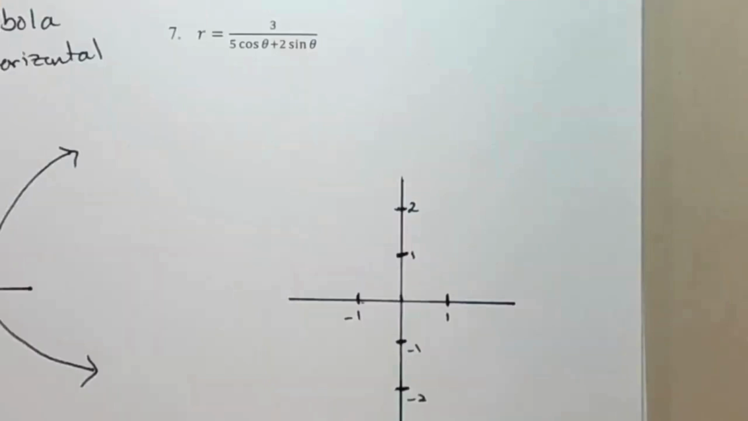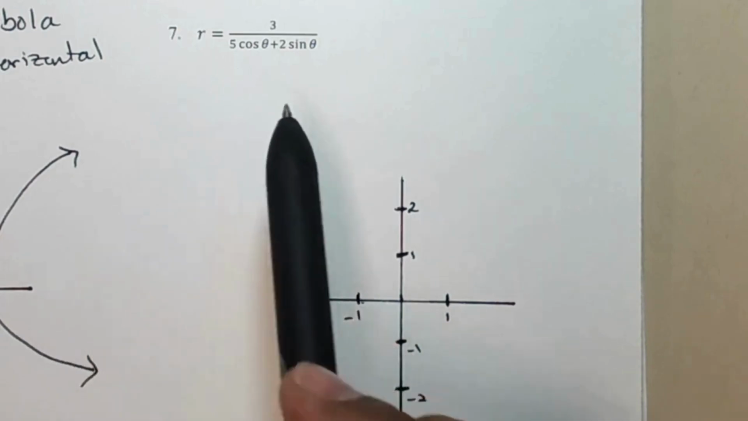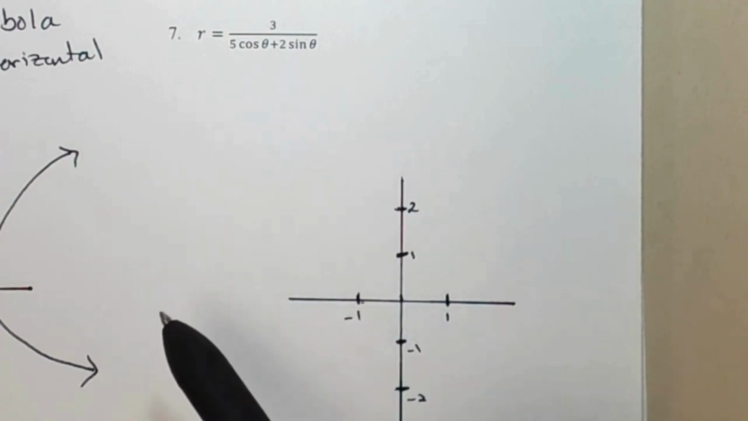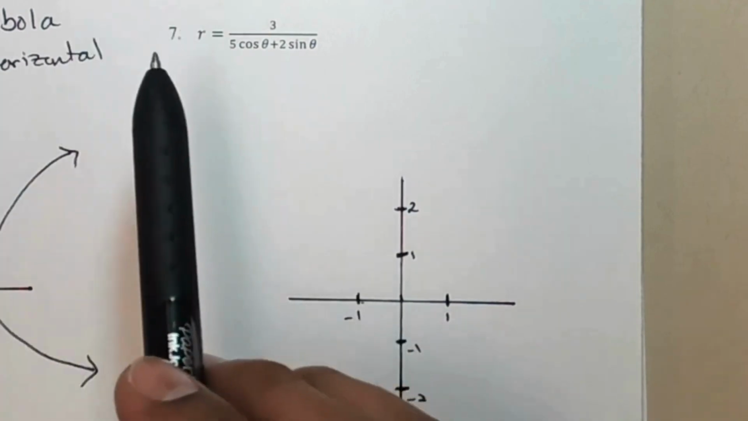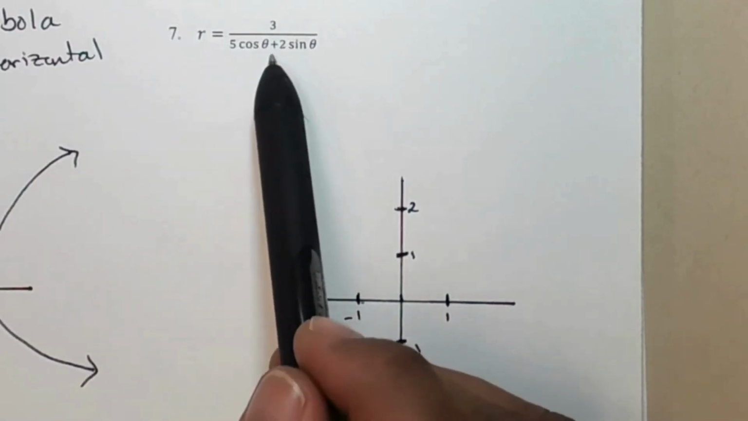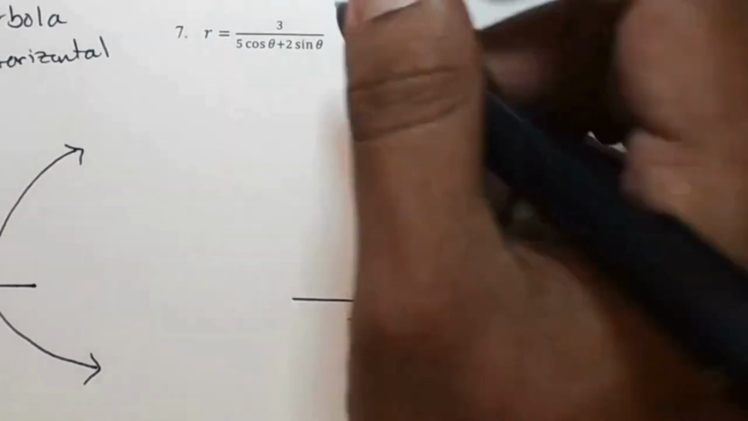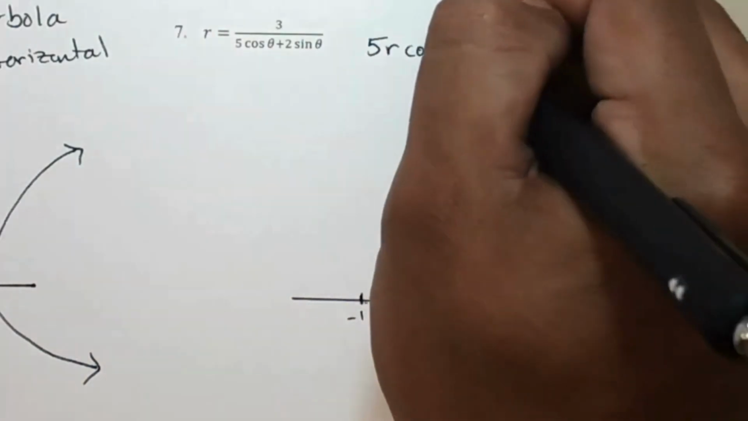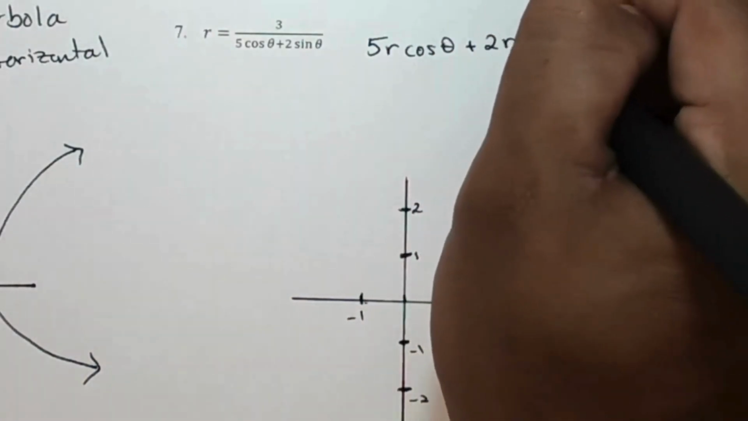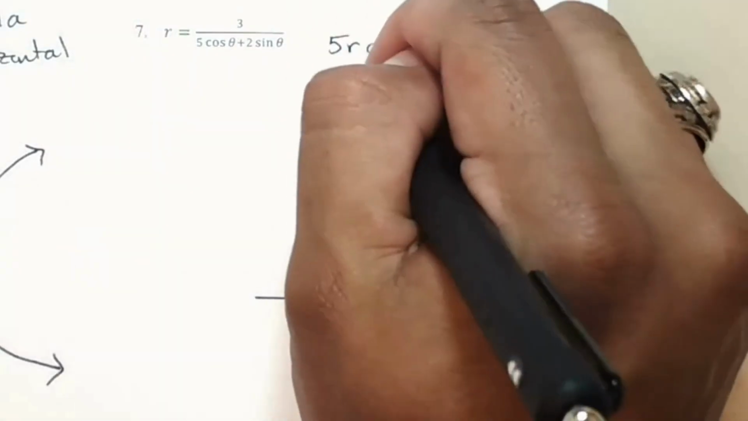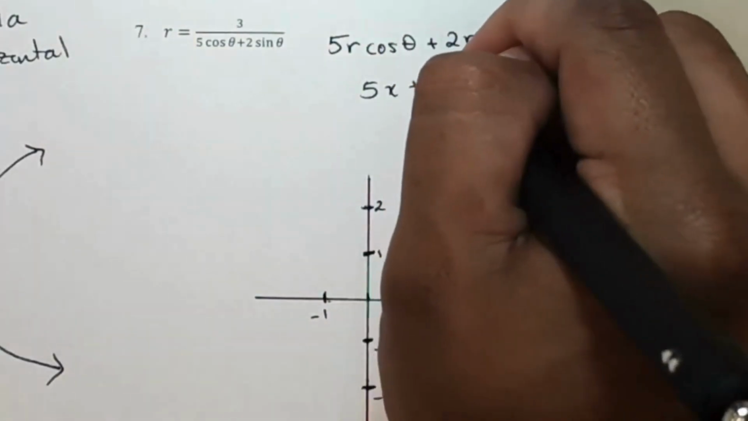What about this last one? Well, it's not a limacon because it's not like an a plus b cosine or sine. It's 5 cosine and 2 sine added together. So it's not one of these three, but I can still maybe convert this to rectangular. If I multiply by the denominator and distribute the r, we end up getting 5r cosine plus 2r sine equals 3. Well, r cosine is x. r sine is y.